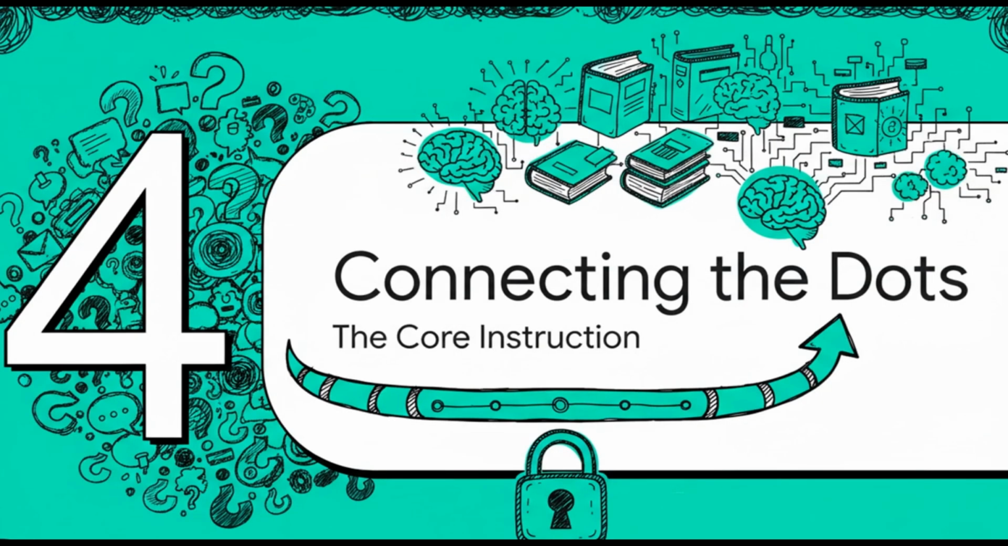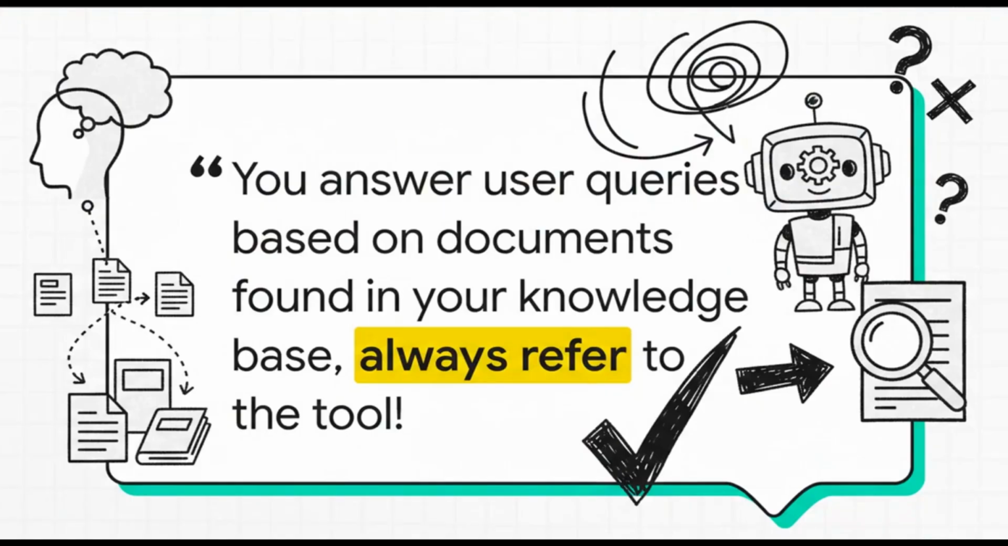All right, so we've got questions flying in from one side, and we've got knowledge being stored on the other. How do we make sure they connect perfectly every single time? Well, it all comes down to one core, non-negotiable instruction that we give to the AI agent. This right here, this single instruction is the most important rule in the entire system. We tell the AI point blank, you answer user queries based on documents found in your knowledge base, always refer to the tool to answer.